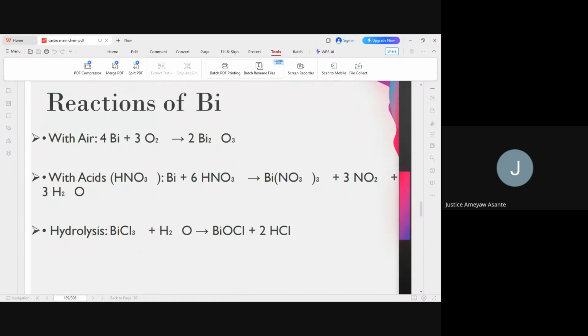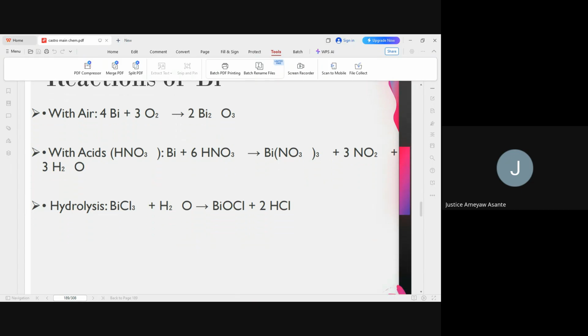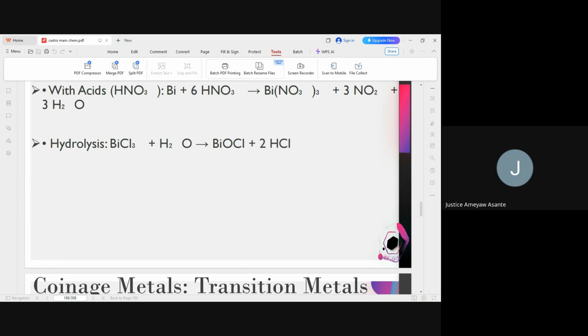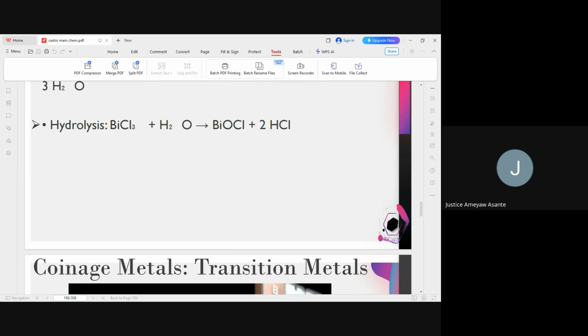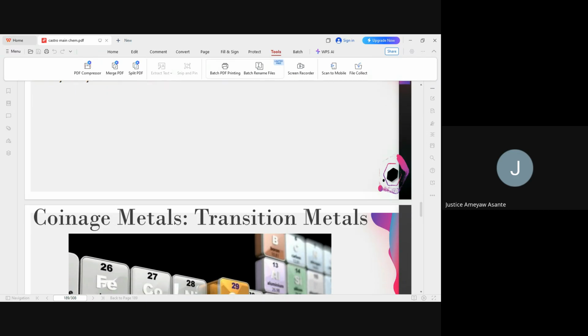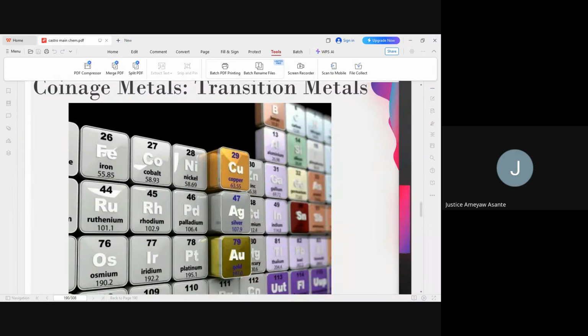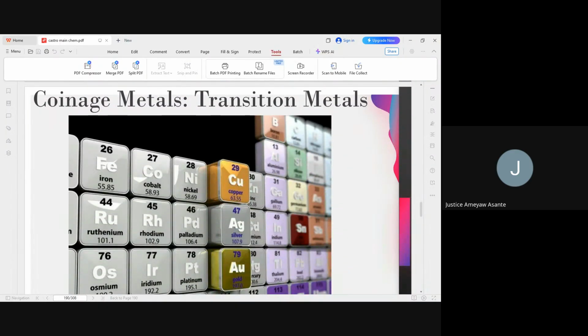It also reacts with air to form the oxide. It also reacts with acids, and it's a hydrolysis reaction. Then we have some metals called d-block metals, and they are the transition metals. But this one is about main group elements. But you must know when we say d-block metals, we are referring to transition metals.